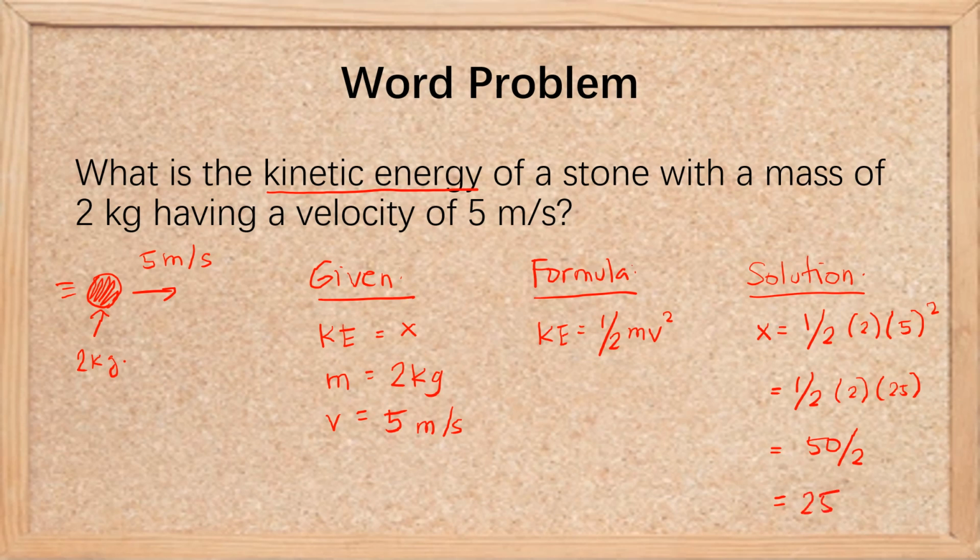But again, we are asked about your Ke here. So what is the unit? Very good. So it is expressed in joules. So this is your final answer. So therefore, this stone, which is 2 kilograms and is moving at 5 meters per second, the kinetic energy it has is 25 joules.